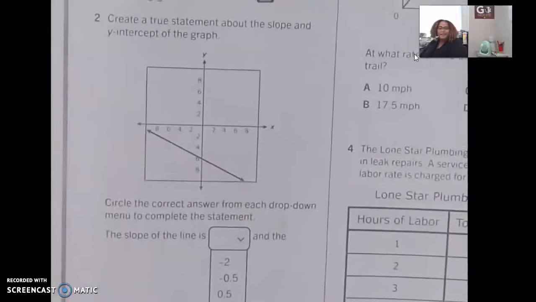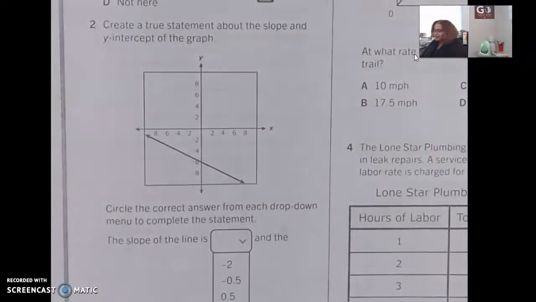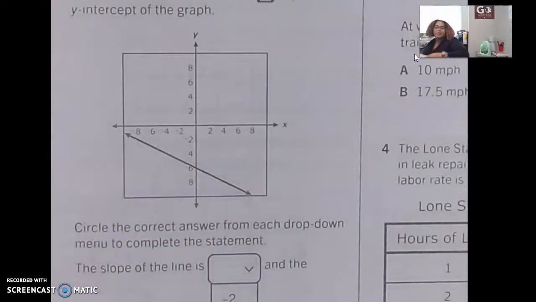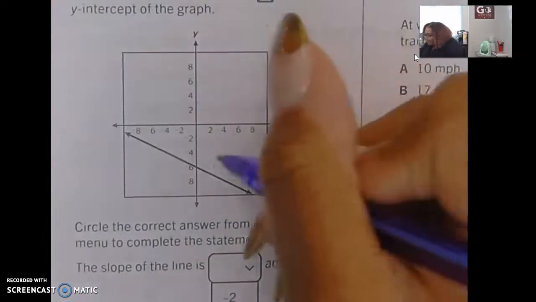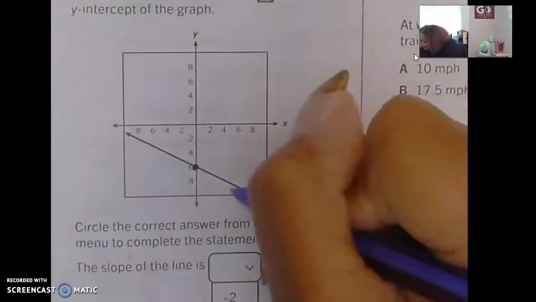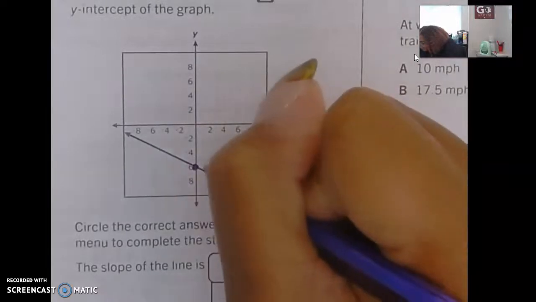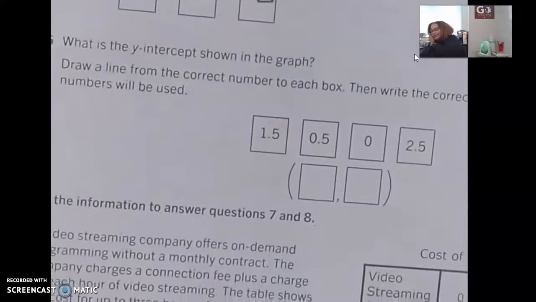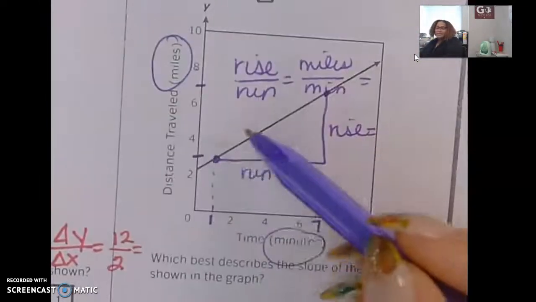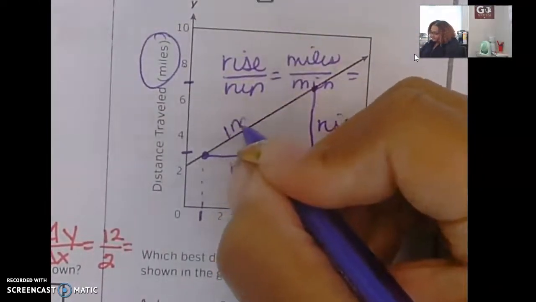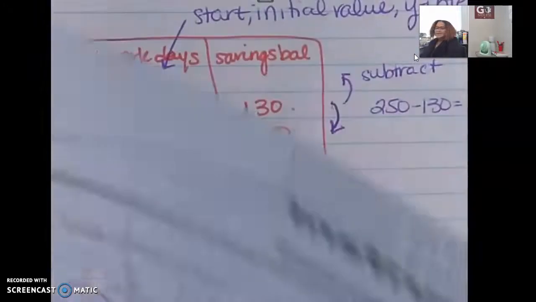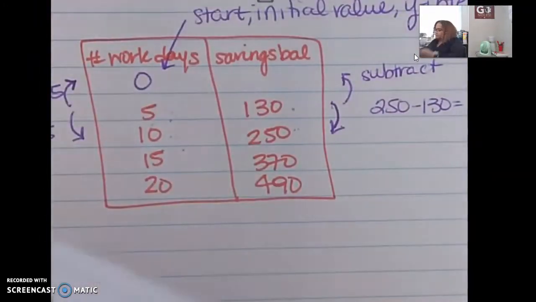Number 2 says, create a true statement about the slope and y-intercept of the graph. I have darker grid lines here. Let me autofocus and see if it'll get clearer. Nope. But I'm going to take this point right here and this friendly point here, and I'm going to rise and run. I also need to note that this is increasing, so it's going to be positive.